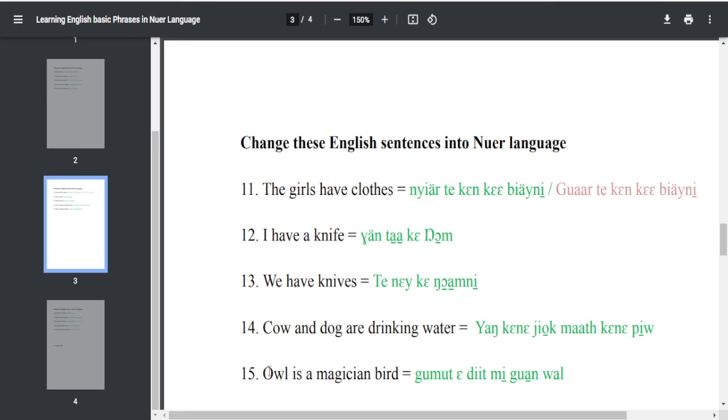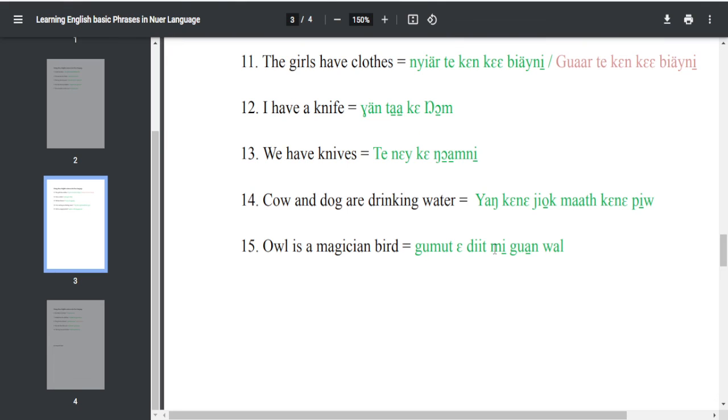Number 15. Hole is a magician bird. Gumut adin mgwanwal.